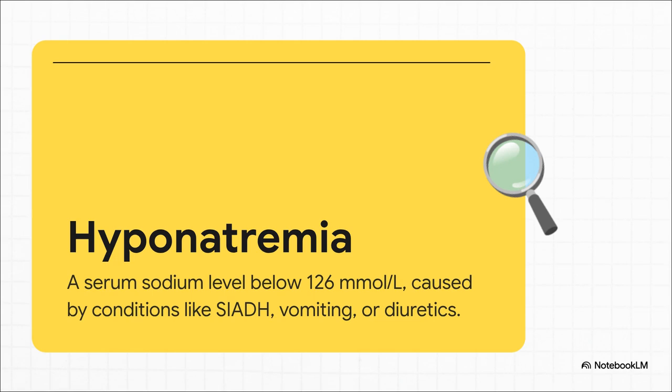One of the biggest players here is hyponatremia, or low sodium. When the sodium level in the blood drops below about 126, the physics of osmosis takes over, and water starts to shift from the blood into brain cells, causing them to swell. This is cerebral edema, and because the skull is a fixed box, this swelling is a huge, huge problem that can lead straight to coma.